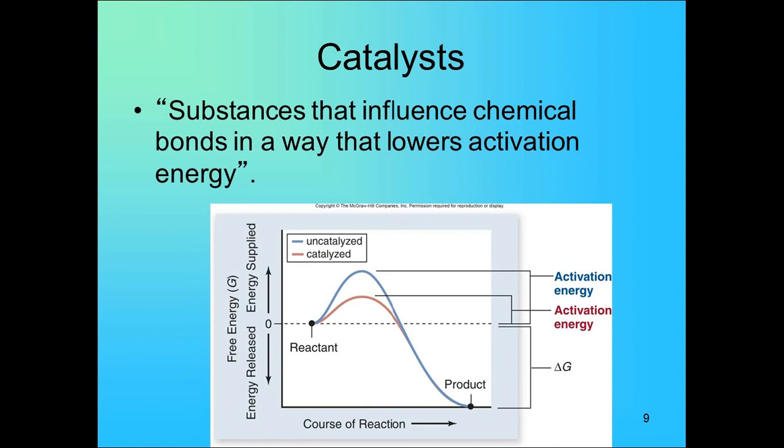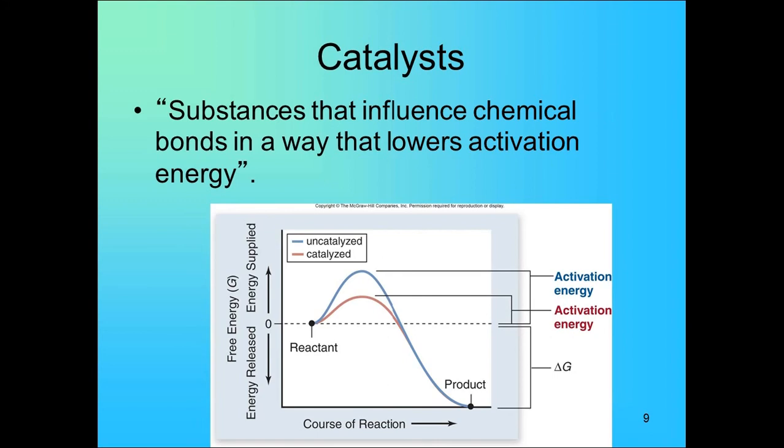Catalysts make a reaction happen faster because they lower activation energy. They don't make any more product than normally would be made, they just make that happen faster. Catalysts also don't get used up themselves, so a catalyst can be used again and again and again. Enzymes are the catalysts in biological reactions.